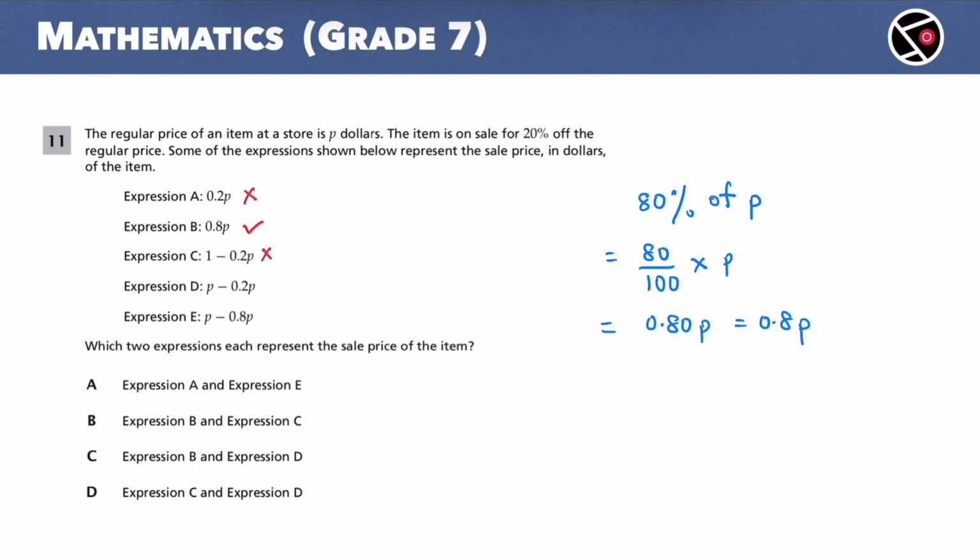The next is P minus 0.2 P, which is 0.8 P. This looks fine to me. And finally, we have P minus 0.8 P, which is 0.2 P. Again, incorrect. So the correct option would be the one with both B and D, which is C. C is the correct choice.